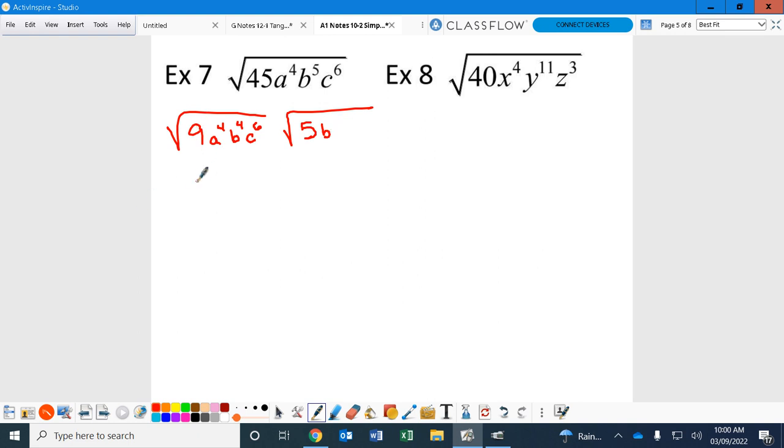What's the square root of 9, guys? 3. When you take the square root of a power, you just divide it by 2. Divide the powers by 2. So it's going to be a to the 2nd, b to the 2nd, and c to the 3rd. The square root of 5b just stays under there, and you are done. Okay. One more time. You take the square root of the number, divide the powers by 2.